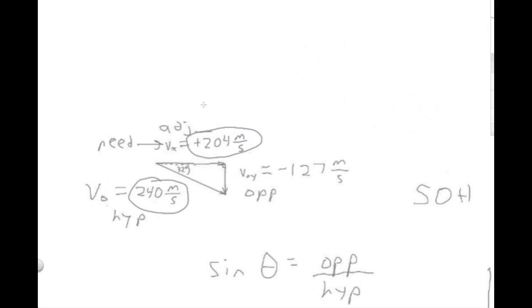So if this number had come out to be, say, 250, that would not make sense, and we would know we had made a mistake, because a component can't be bigger than the overall magnitude. The leg can't be bigger than the hypotenuse. So this would be an incorrect answer. And this answer does make sense because it's less than the hypotenuse.